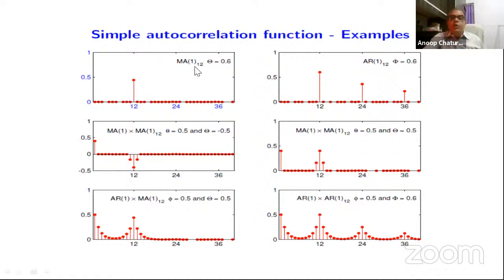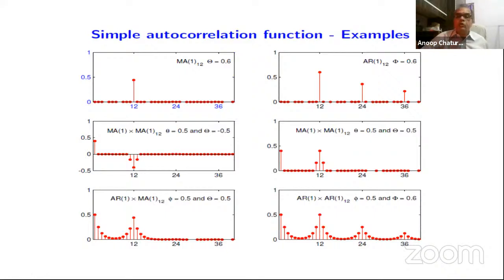Here you have the MA(1)12 process. So it does not have any regular ARMA component. It has just a seasonal moving average component of order 1. The value of theta is 0.6. Now, it has non-zero autocorrelation at k equal to 12. All other autocorrelations are equal to 0.